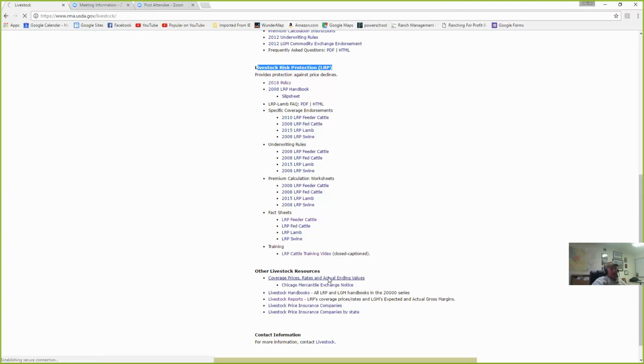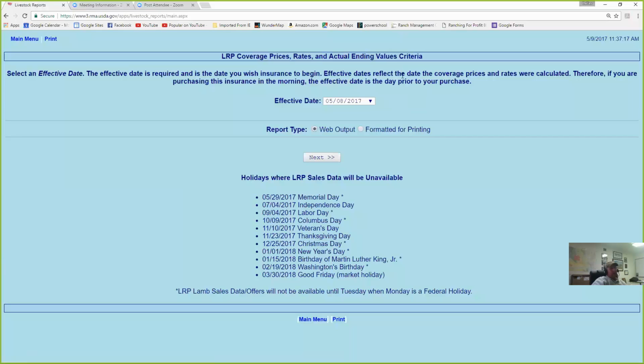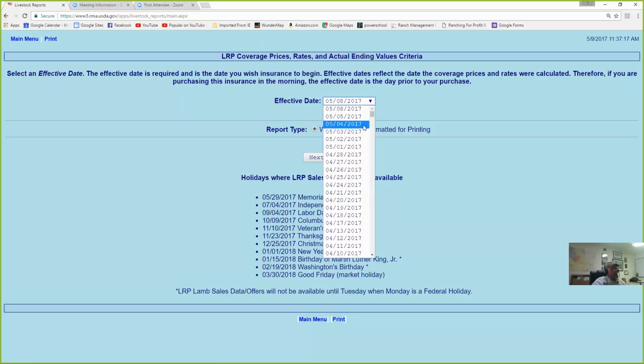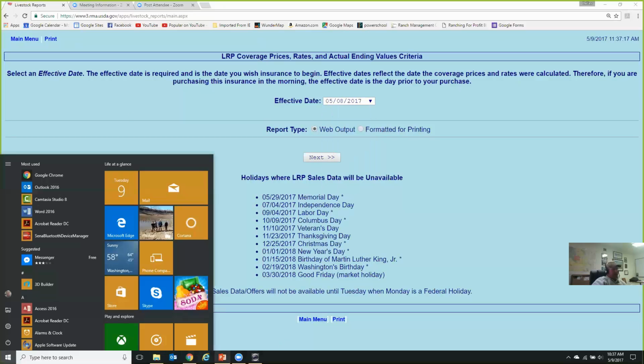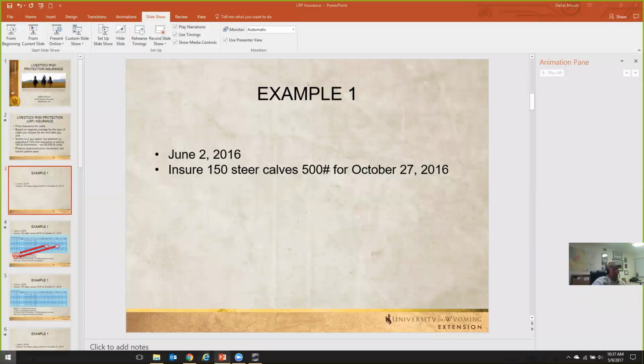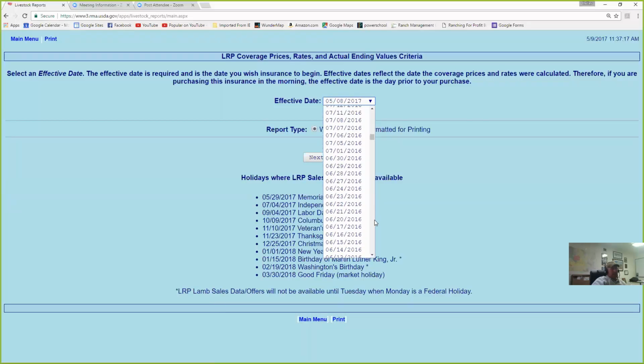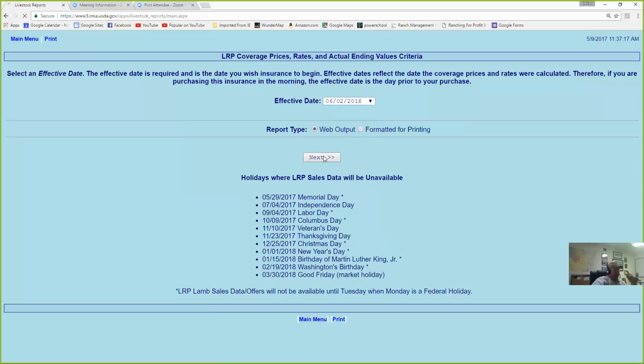So I'm going to click on that, and then I'm going to click on LRP. That's the one I'm interested in. Then we're going to walk through this worksheet here. June, I forgot the date I said. June 2nd, I think. Let me go back and check it. June 2nd, okay. So we're going to go into June 2nd. I'm going to go clear back here into 2016, June 2nd. Once I have my date, I hit next.